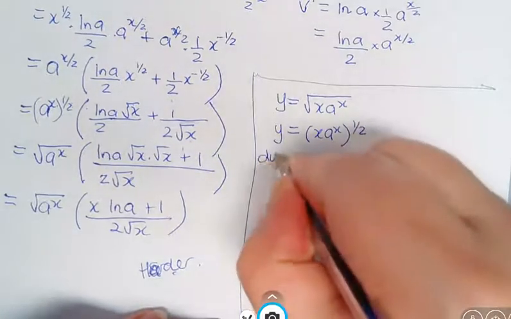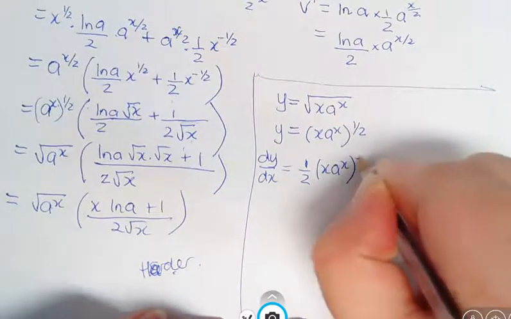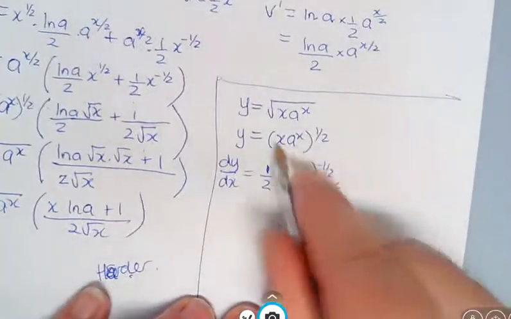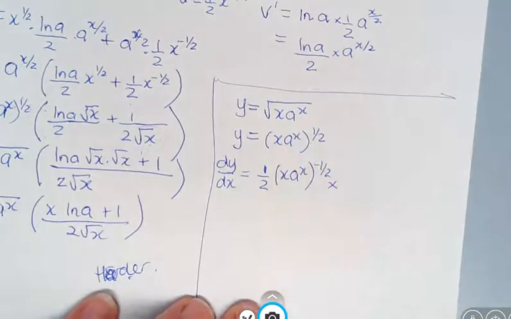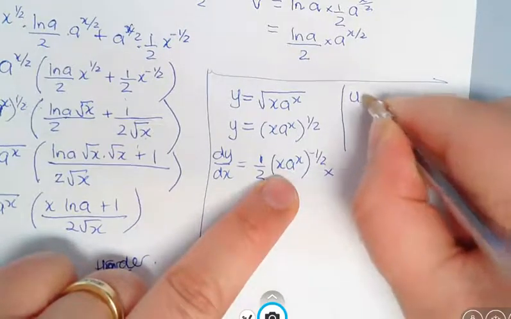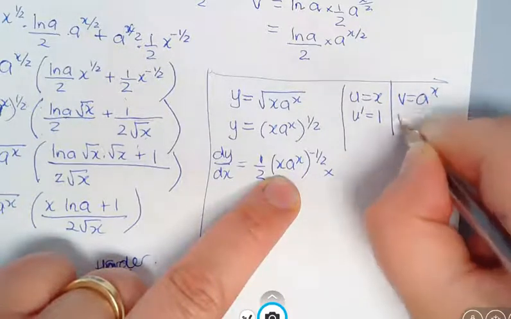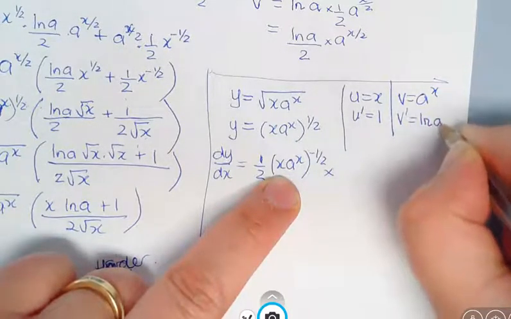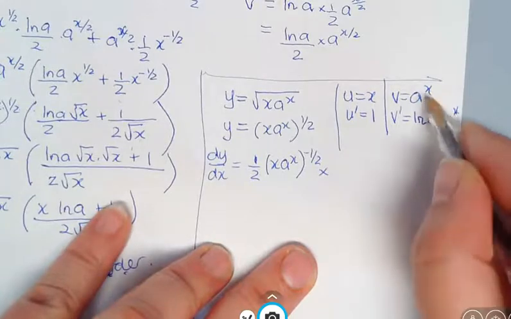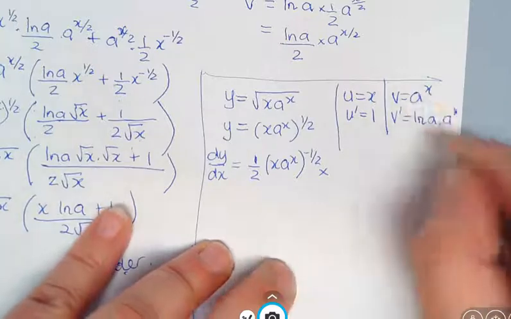And then you could say, right, the derivative is to bring the half to the front, write this out, drop the power by 1, times the derivative of what's inside. But we would have to use the product rule for the derivative of what's inside. So this is just another way to do it. So if you want to use the product rule in here, u is x, u dash is 1, v is a to the power of x, v dash is ln a, I believe a to the power of x. Because remember, it's ln a, the derivative of x is 1, and a to the x, if you just go back and look at your rule.